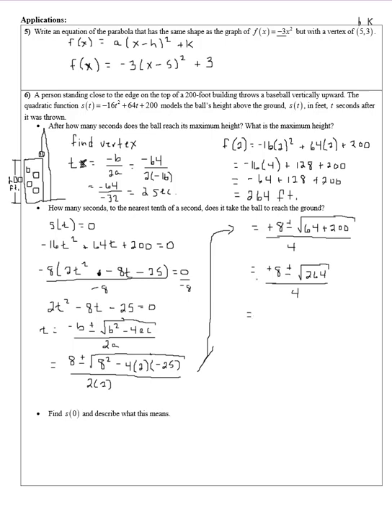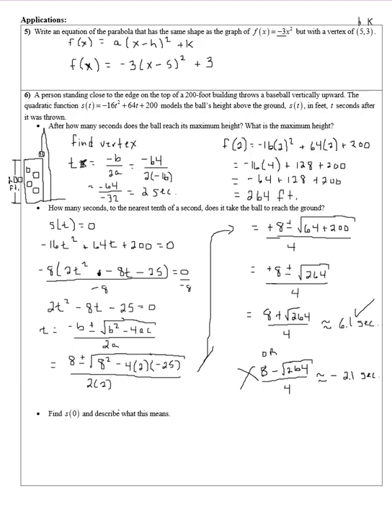So if we use our calculators, if we do 8 plus the square root of 264 over 4, we get approximately 6.1 seconds. Or if we do 8 minus the square root of 264 all over 4, we get approximately negative 2.1 seconds. But there's no such thing as negative time in this instance, so we throw this answer away and we keep the 6.1 seconds.